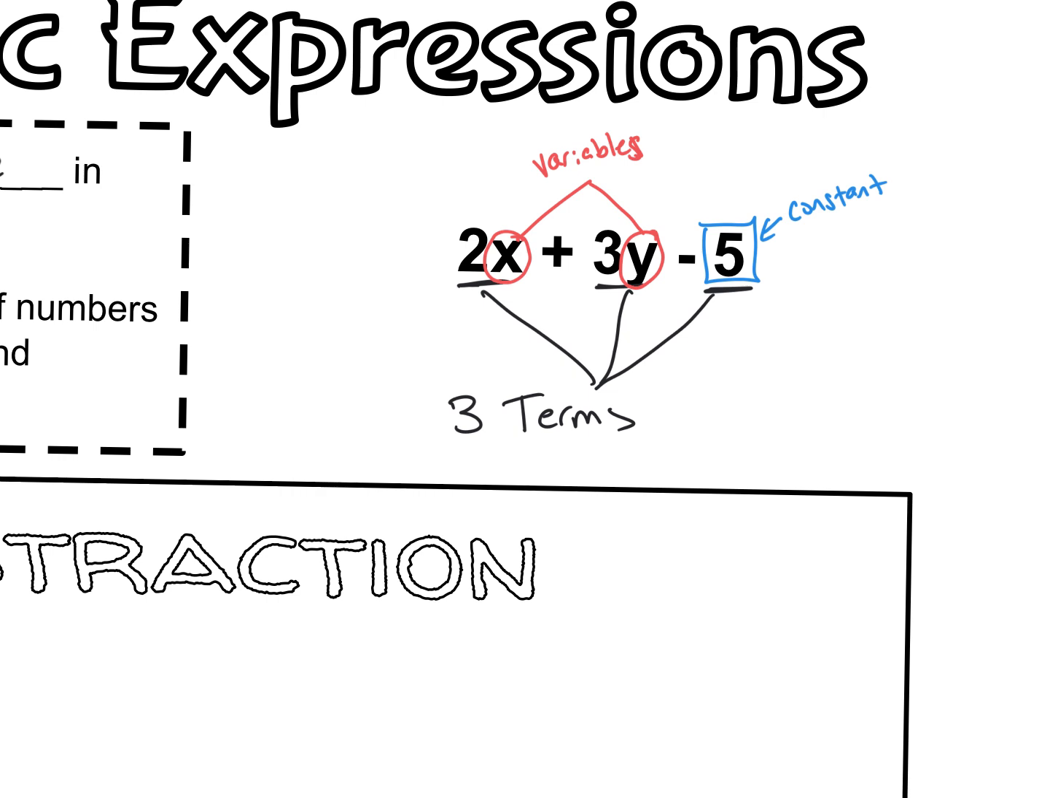Now you might be asking, what about the 2 and the 3? Because those are also numbers. So the 2 and the 3, and we didn't put that in the vocabulary, and I should have, these are what are called coefficients. So a coefficient is basically a number in front of a variable or multiplied by a variable. Like here, so this would mean 2 times x.